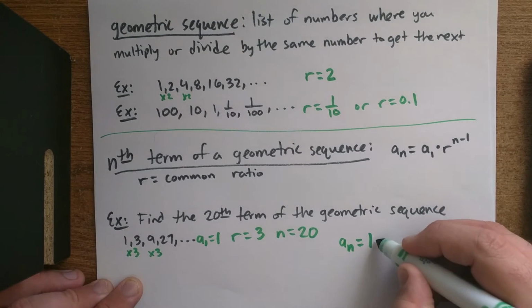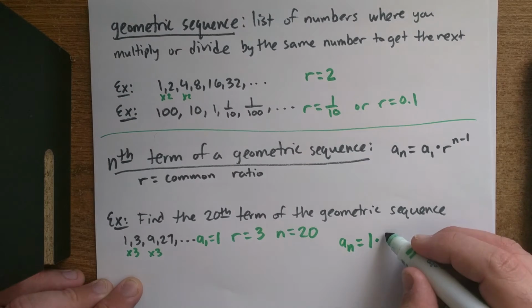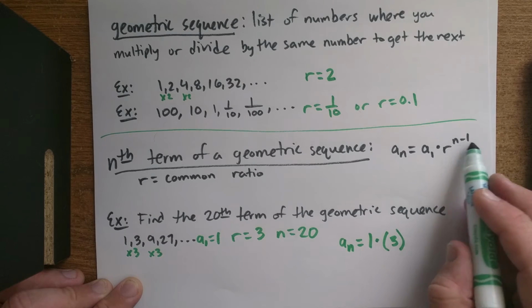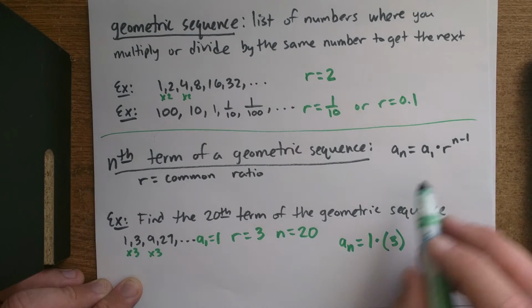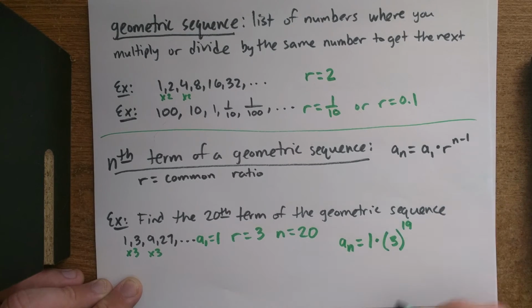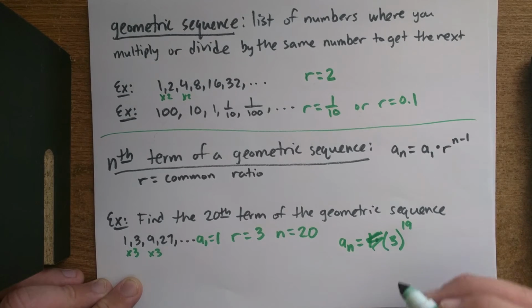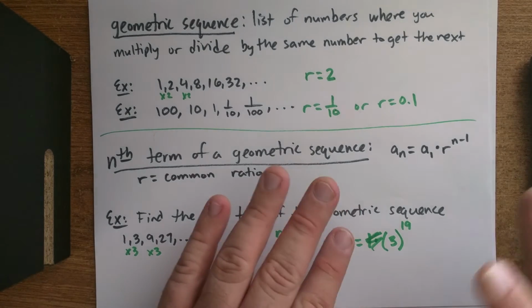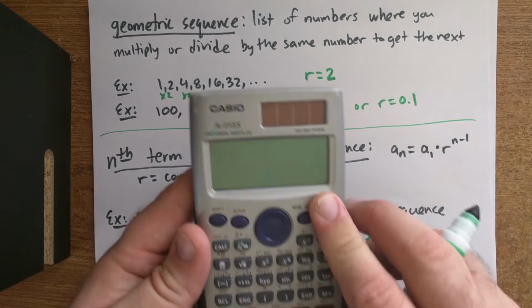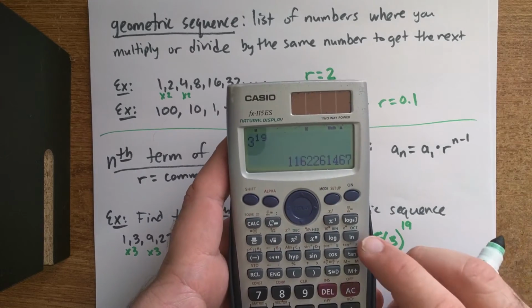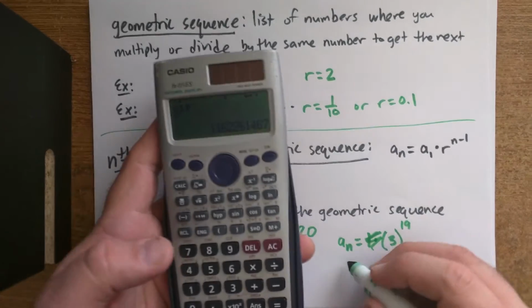a sub 1 is 1 times, put your r value in parentheses, 3, and then to the power of n minus 1. Well, if n is 20, 20 minus 1 is 19. Now, the 1's not going to really matter, so I don't need that. Really what we're just calculating is 3 to the power 19. So I just plug it in. Now I do get a big number.